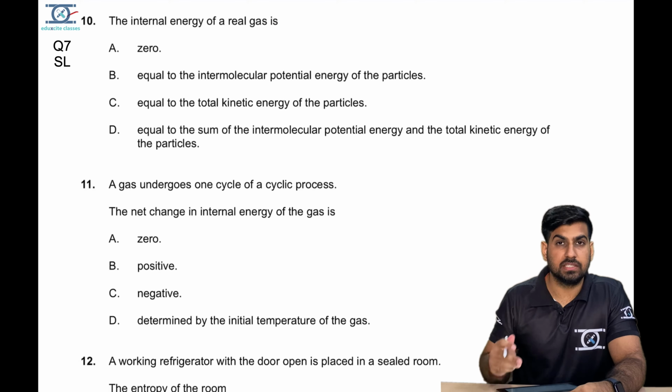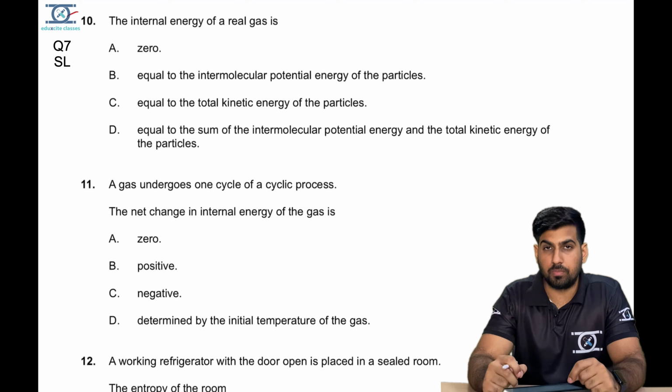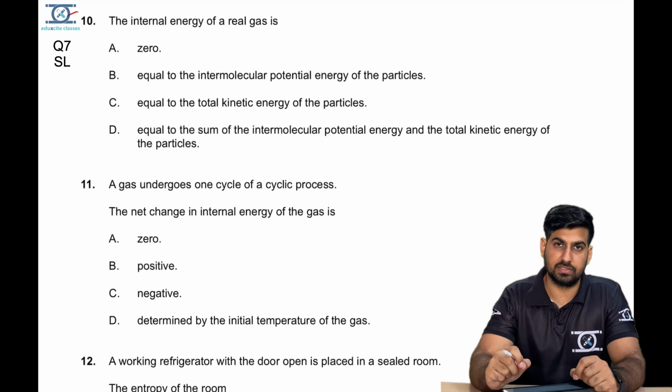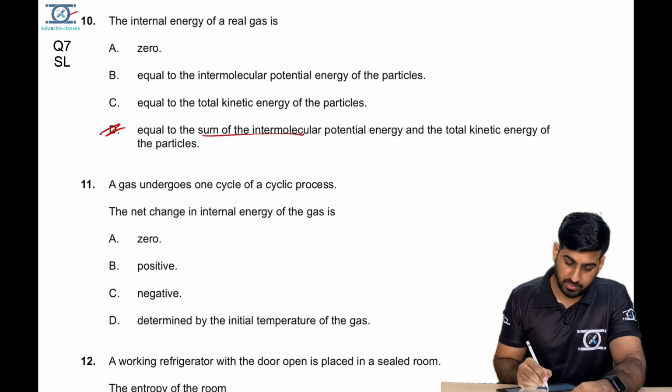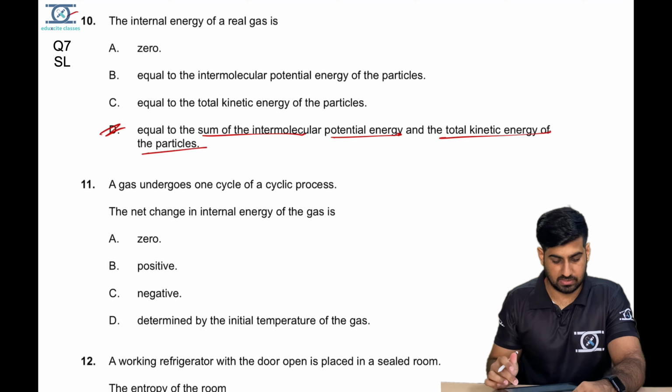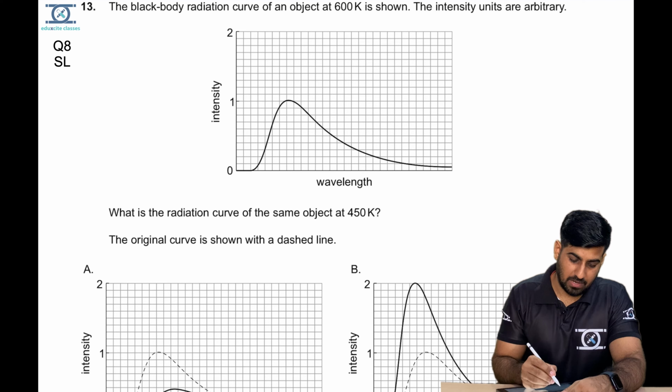The internal energy, always remember, is the sum of total potential energy plus kinetic energy. It's the sum of both. Okay, so it is equal to the sum of intermolecular potential energy and the total kinetic energy of the particles. Always remember.